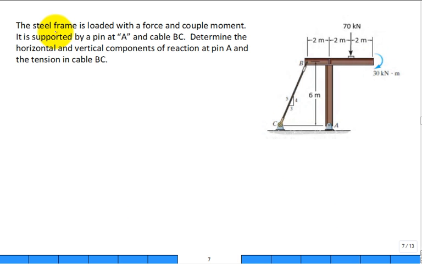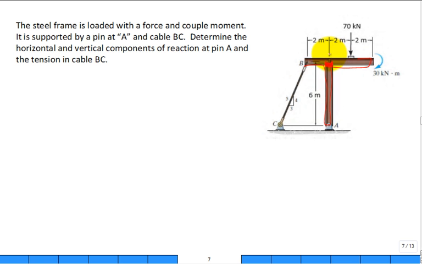A steel frame is loaded with a force and a couple moment. Well, where's our steel frame? It's right here. So it's like a skewed T, isn't it? A little bit longer on the top on the right. All right, but that's our steel frame. This could be bolted right here. The top part is bolted, and the bottom part is welded.